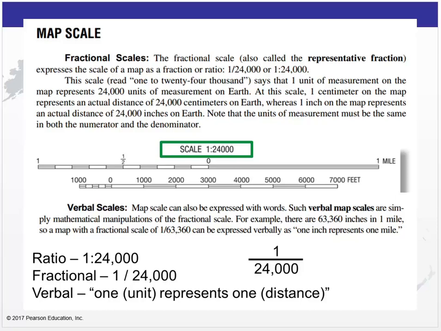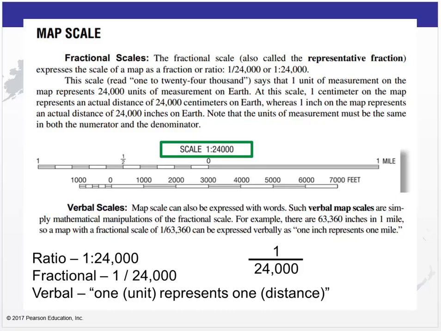And that basically just means that one unit represented on the map equals 24,000 of those units on Earth's surface, aka in real life. So for the example in your lab manual, 1 centimeter on the map is going to be representing an actual distance of 24,000 centimeters on Earth. And sticking with that example, if it was 1 inch on the map, then 1 inch on the map would represent 24,000 inches on Earth.